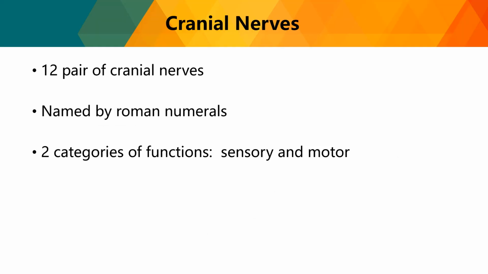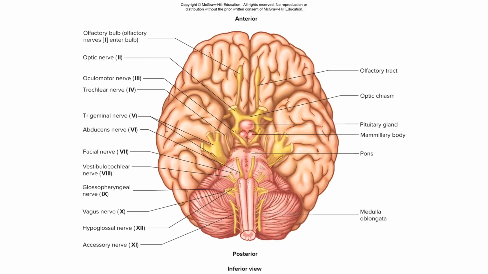Next, you have your cranial nerves. There are 12 pair of cranial nerves. They are named by Roman numerals. And there are two categories. It can be sensory or motor. So here you will see the different cranial nerves. There are 12 pairs of them.